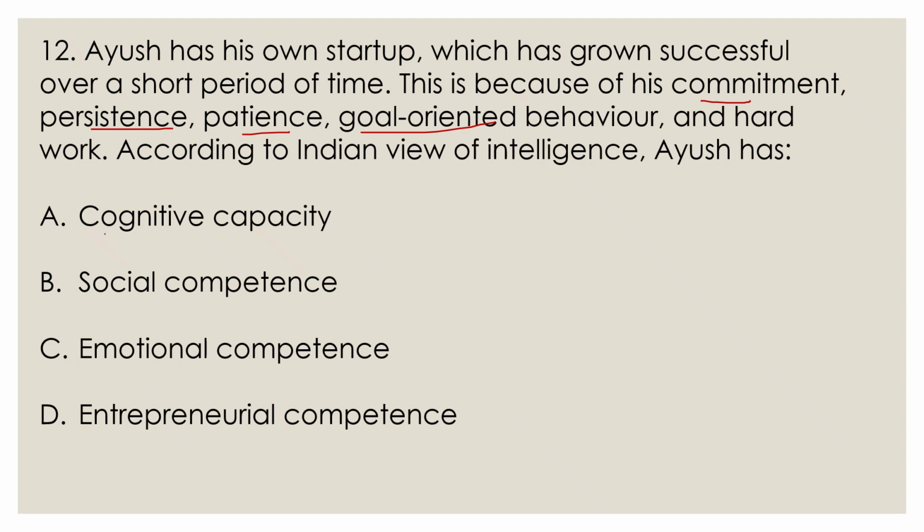Cognitive means that which is related to the cognitive abilities. For example, attention, remembering. Social means the interaction with others, that is helping the needy, respecting the elders. Emotional competence means focusing on the emotion of a person. Entrepreneur consists of the skills that are mentioned in the question, like commitment, persistence, patience. So the answer is going to be D.